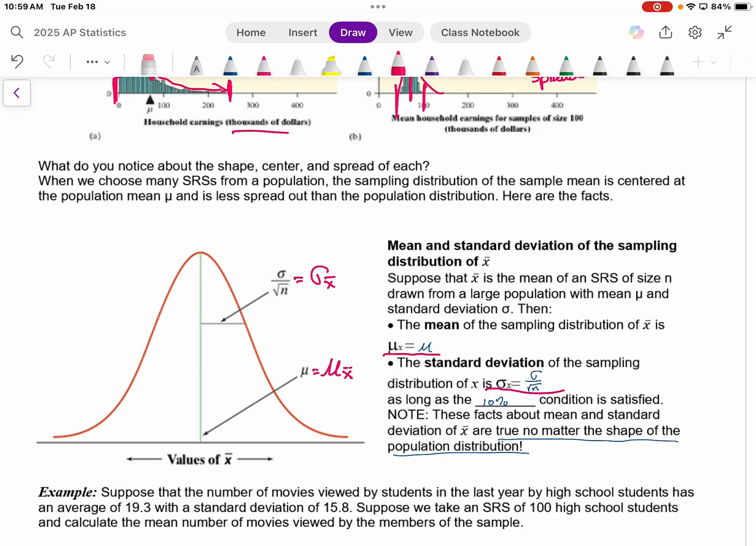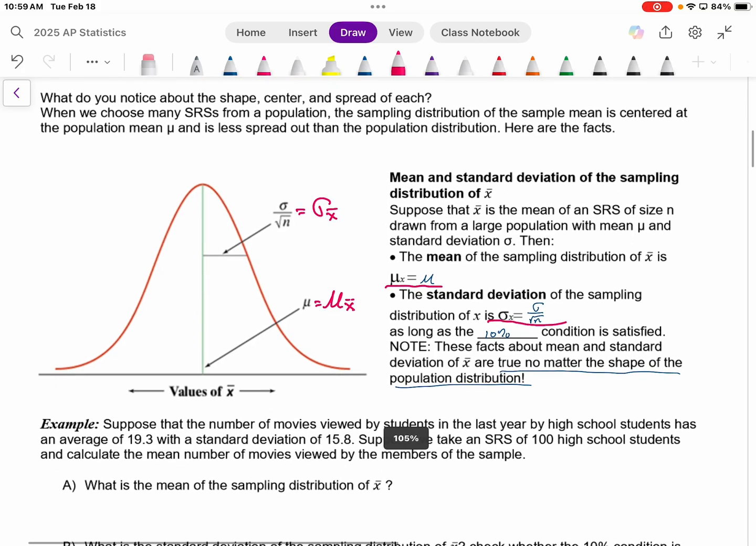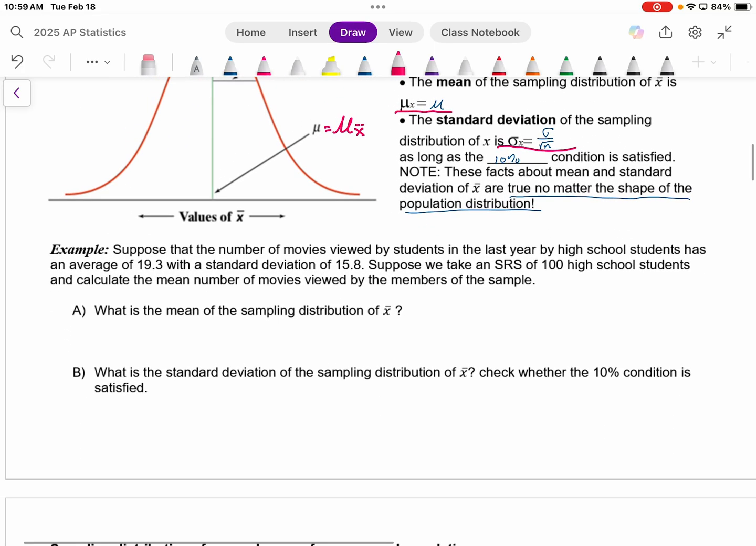These facts about the mean and standard deviation of X bar are true no matter the shape of the population distribution. So it doesn't matter if the population distribution was skewed. When we do the sampling distribution, we can go through and calculate these two things. So, real quickly, suppose that the number of movies viewed by a high school student in the last year has an average of 19.3 with a standard deviation of 15.8. So in this case, mu is equal to 19.3, standard deviation of 15.8.